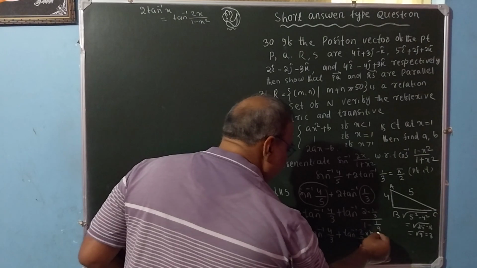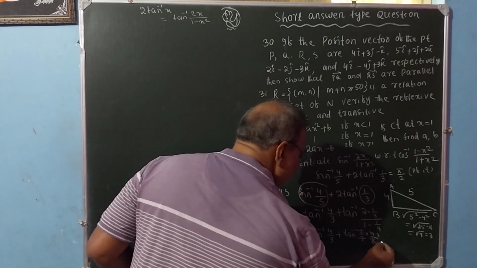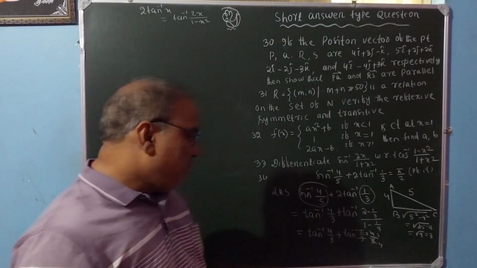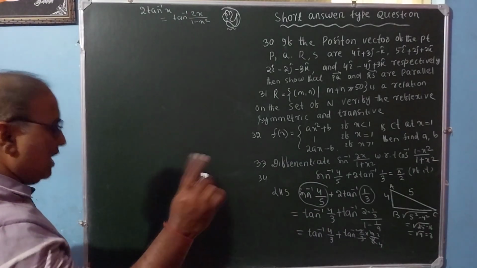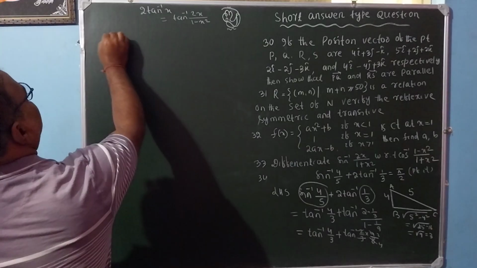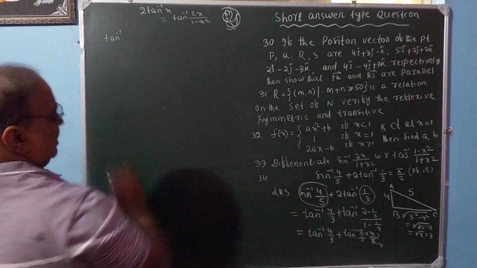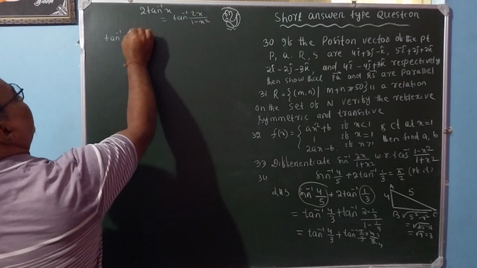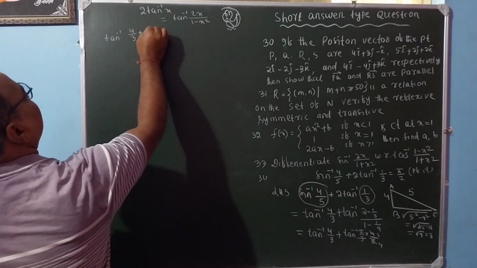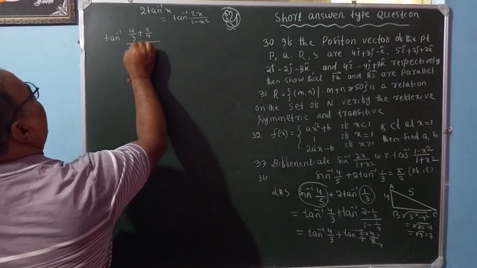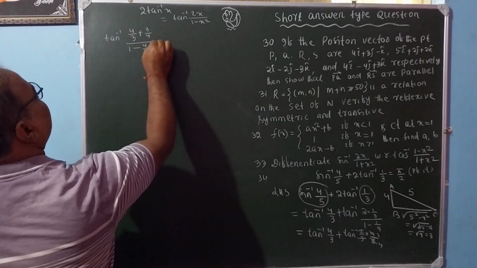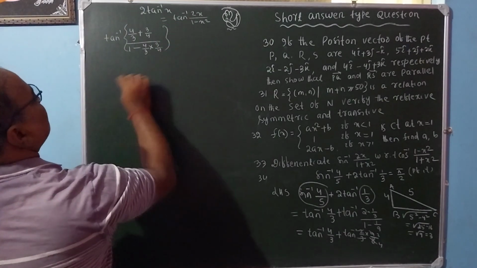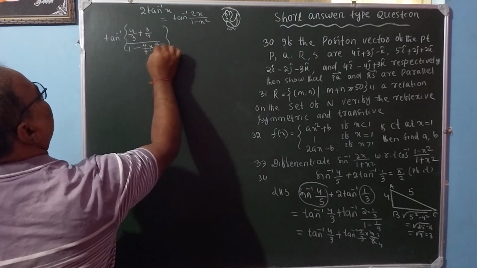3 into 3 divided by 4. So tan inverse 4 by 3 plus tan inverse 3 by 4. Applying tan inverse x plus tan inverse y is equal to tan inverse x plus y divided by 1 minus xy, so divided by 1 minus 4 by 3 into 3 by 4. Okay, so 3 cancels, 4 cancels.